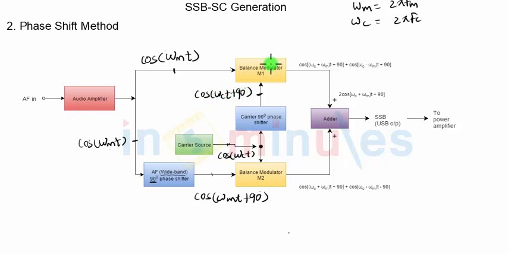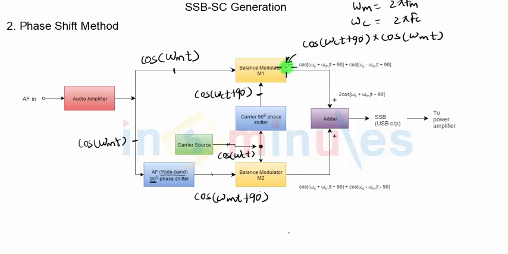So now if you look at the output of the first balance modulator, because the balance modulator is going to multiply the two input signals, the output of the first balance modulator will be nothing but cos(ωc t + 90), which is the form of the carrier signal, and this will be multiplied with cos(ωm t). And when you multiply two cosine functions, cos a cos b, we will get half of cos(a + b) plus cos(a − b). Now I'll neglect that half part.